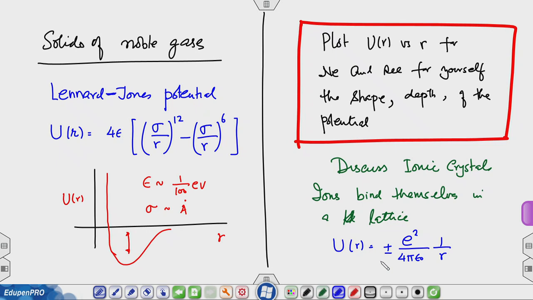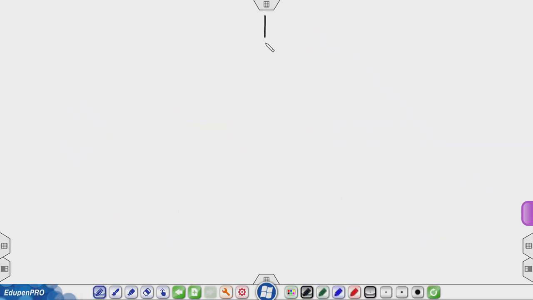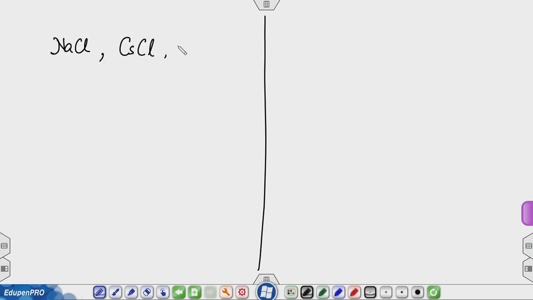And if you compare this with the Lennard-Jones potential, the attractive part in the Lennard-Jones potential was 1 over r raised to 6. It died down very fast, whereas in ionic crystals the potential dies down as 1 over r. It is very slow and long range. So, that is one difference. Also, as I will argue now, there is also a repulsive potential between the ions. So, let us begin our discussion on ionic crystals. The ionic crystals that we had discussed earlier were salt, cesium chloride, zinc sulfide and so on. So, we will just focus on those.